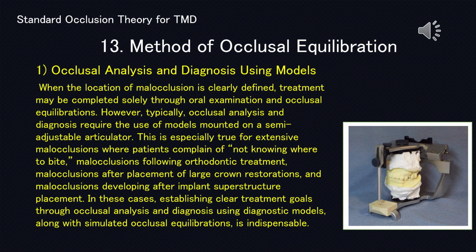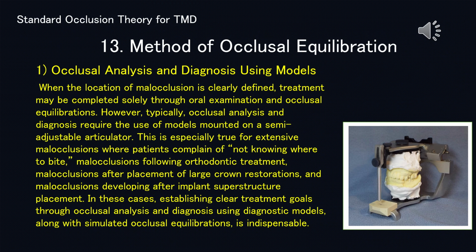1. Occlusal analysis and diagnosis using models. When the location of malocclusion is clearly defined, treatment may be completed solely through oral examination and occlusal equilibrations. However, typically, occlusal analysis and diagnosis require the use of models mounted on a semi-adjustable articulator.